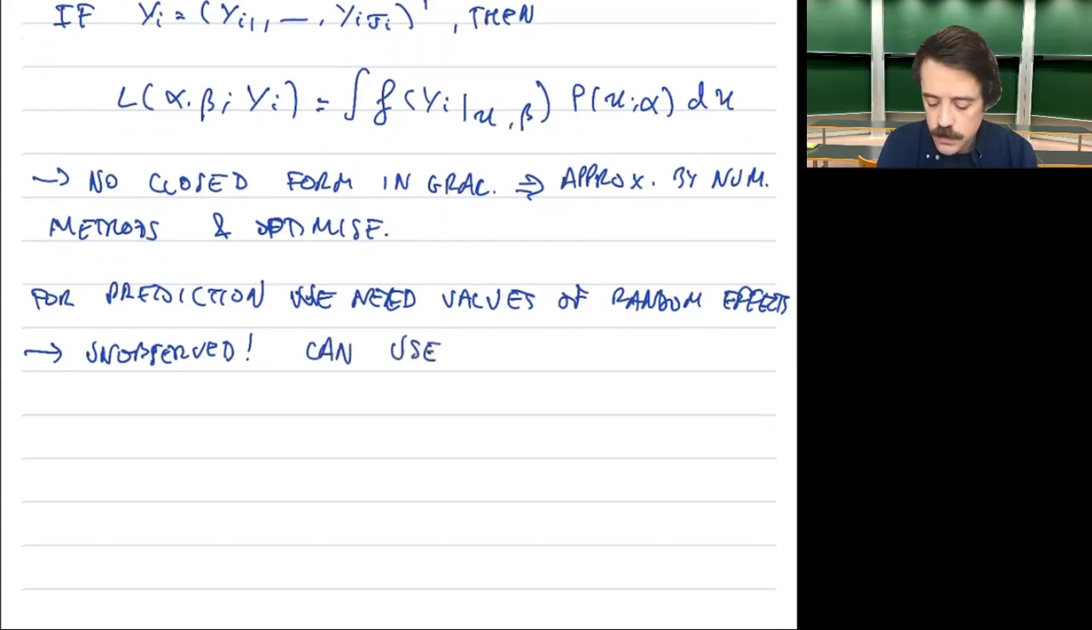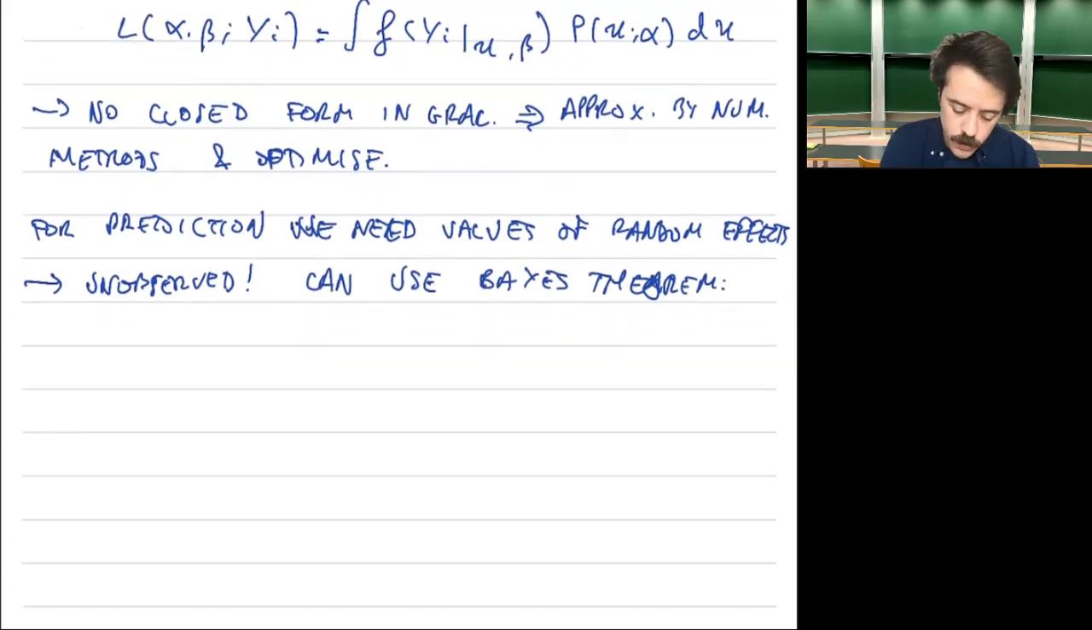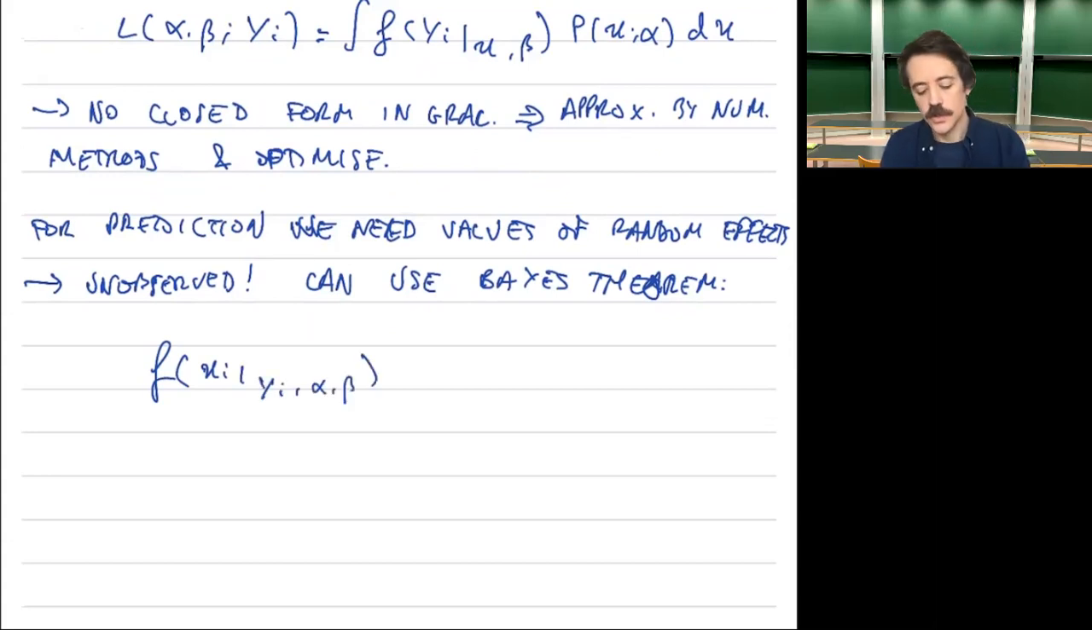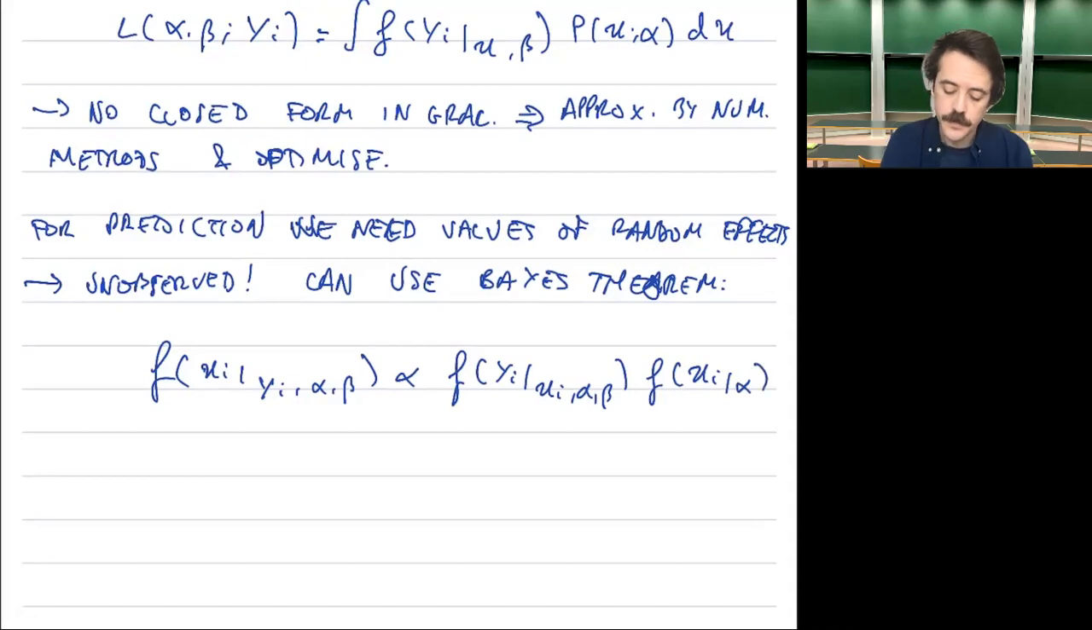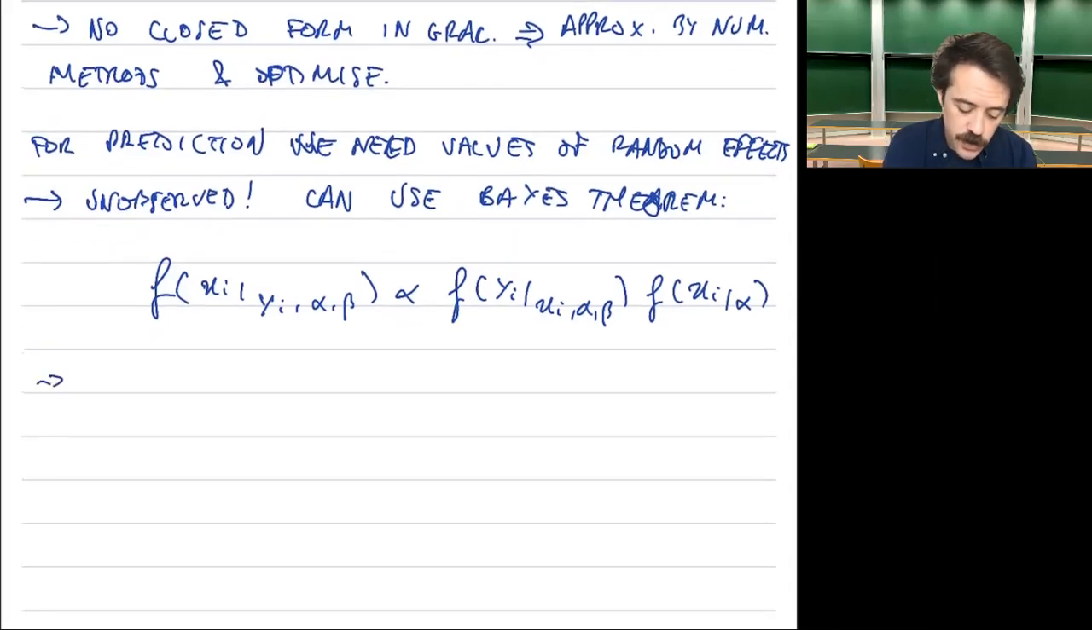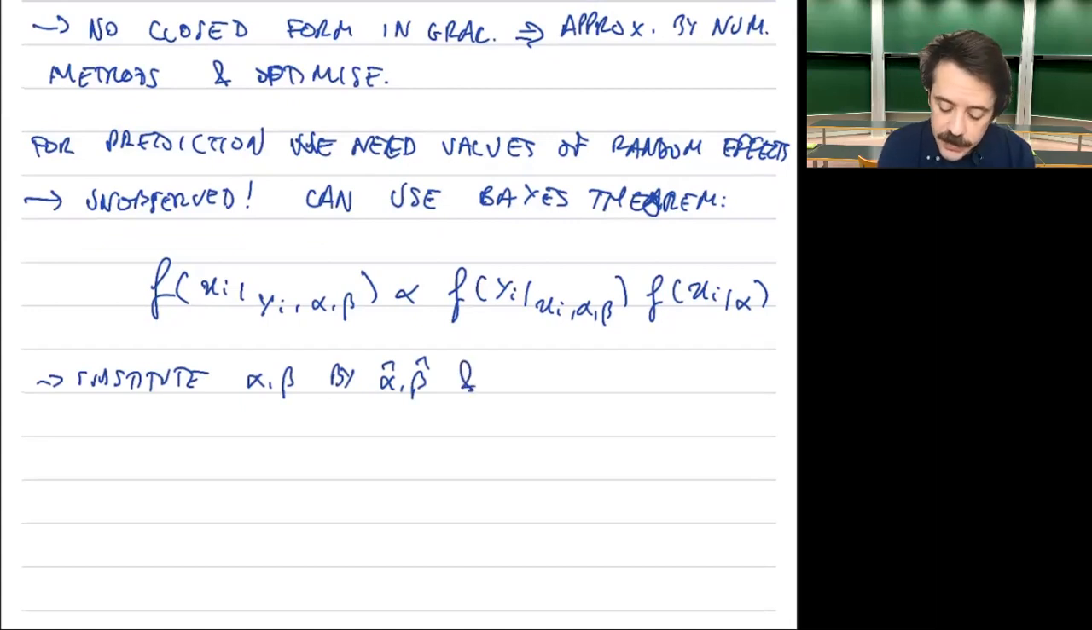Well, we can use Bayes' theorem as follows. So let's look at the guy that we're interested in, right? So it's this conditional density. Well, you can check that this should be proportional to the product of these other guys, which is, the guy that we can access, given in the hierarchical formulation, and then times the marginal for the UIs. Okay, that's great, because then what we can do is to substitute alpha and beta by alpha hat, beta hat, so our estimators, and maximize the right-hand side, of course.